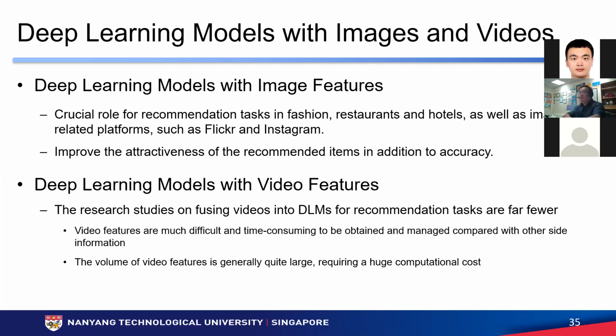And for the images and the videos, due to the time limitation, I just give a very brief introduction here. So for the image features, they are mostly used for fashion recommendation and recommendation of restaurants and hotels, because those will have a lot of images, and also could be used for the recommendations in image-related platforms like Flickr and Instagram. And also the nice thing about the image features is that besides accuracy, they can also improve the attractiveness of the recommended items.